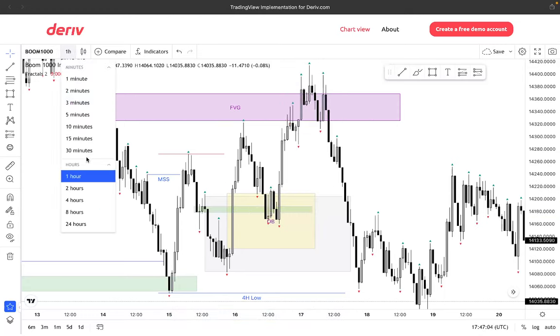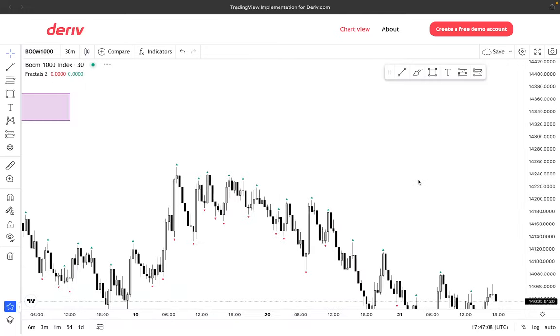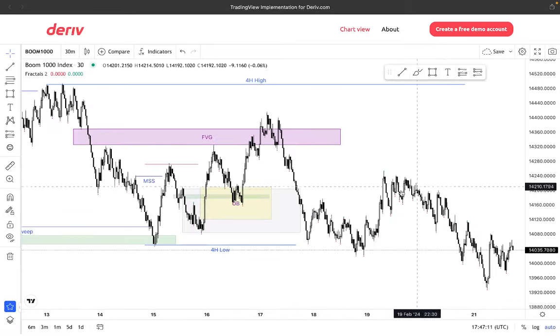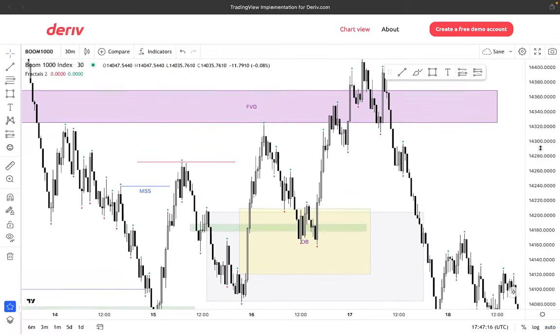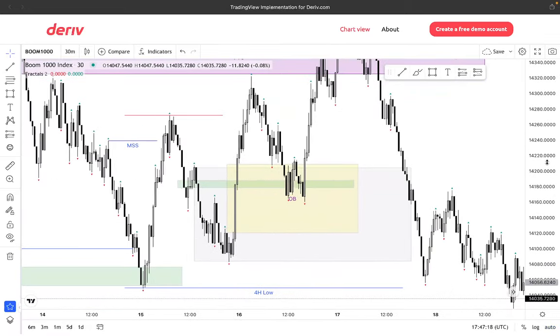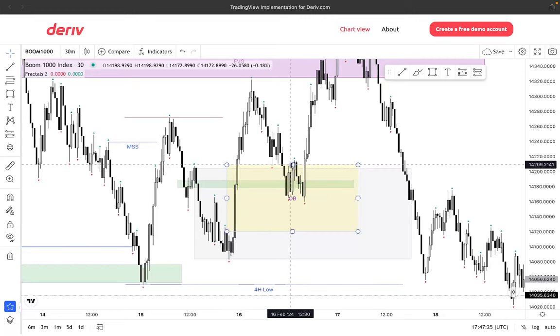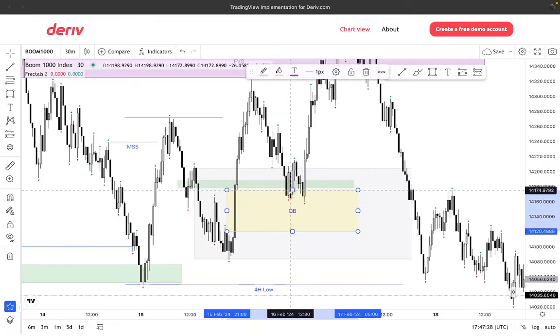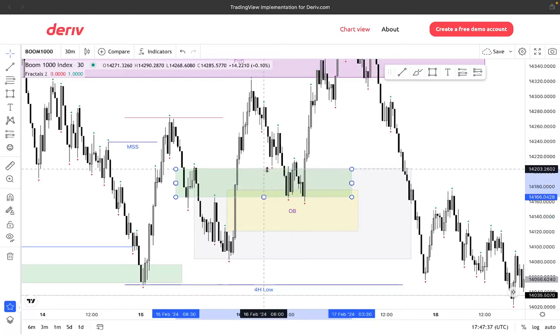Let's quickly go a little bit to a lower time frame. Let's see what else. There we go. Now we can refine our entry that we're looking for beneath the 50%. What do we have? We have this fair value gap here that's closest to the low. And we still have our breaker block there that lines up with that order block.